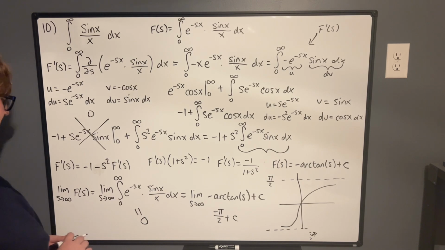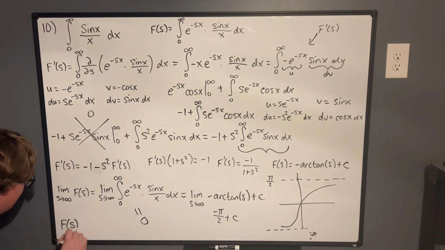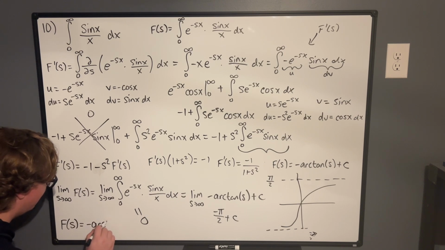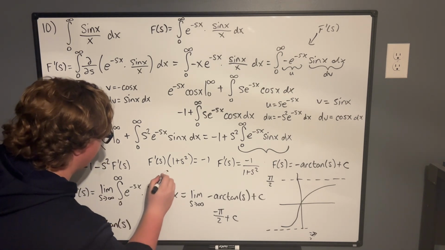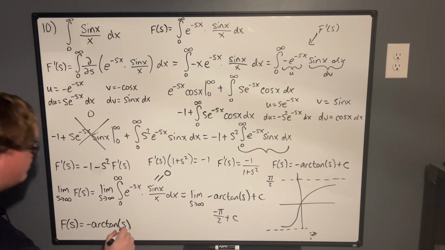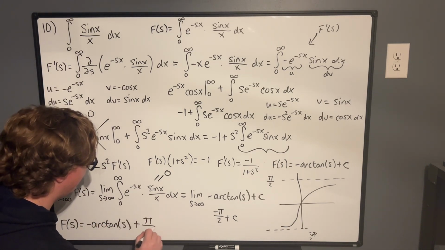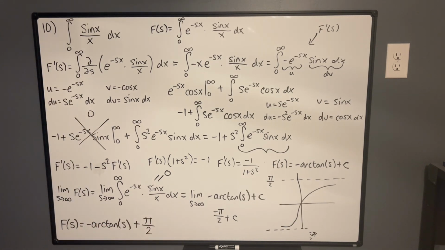So then what that tells us, and I've got to go all the way down here, we have that f of s is equal to negative arctan of s. I'm going to erase this, I'll put this right here. Negative arctan of s plus that c, which we just found out was pi over 2. And again, the intuition behind making this function in the first place was so that we could plug 0 in at the very end and get a numerical value.